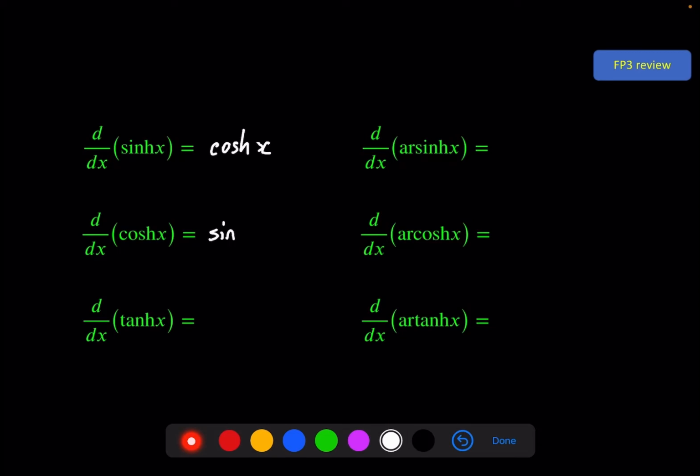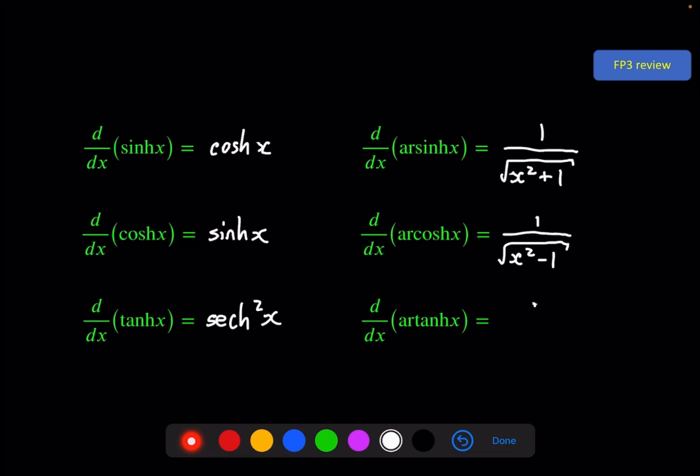Differentiate cosh, you get back to sinh. If you differentiate tan, you get sec squared. For arsinh, it was 1 over the square root of x squared plus 1. Arcosh, 1 over the square root of x squared minus 1. And for artanh, 1 over 1 minus x squared. And there were some limitations on these, depending on the domains.